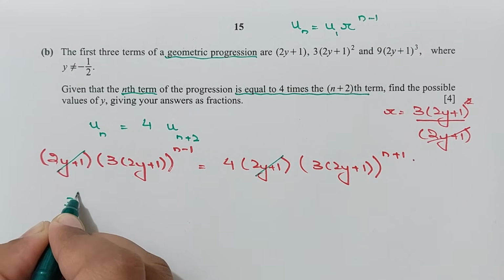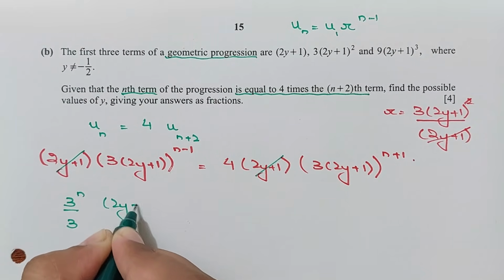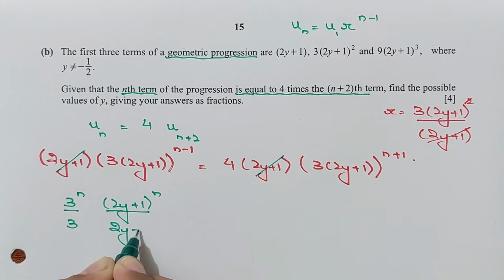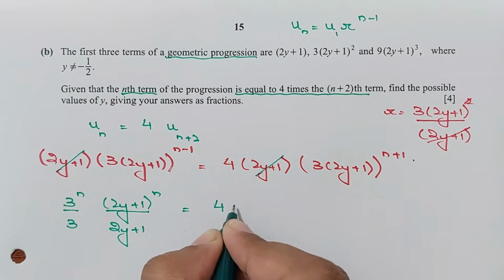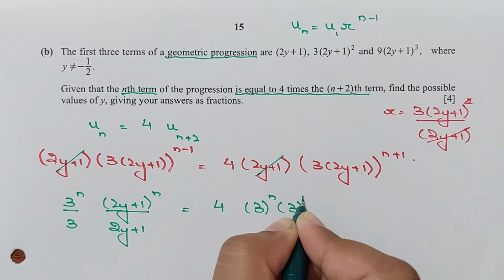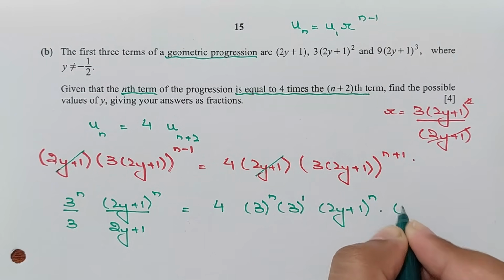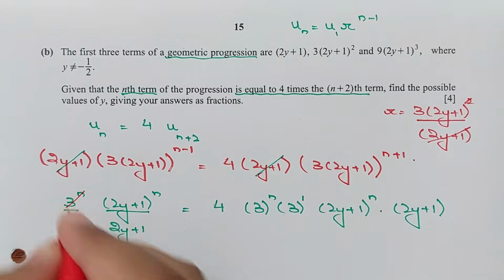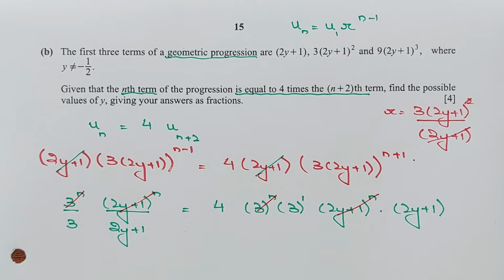Here the 3 power is n over 3, and 2y plus 1 power is n over 2y plus 1. Because its power is minus 1, so I divide, make it even power. So 3 power is n and 3 power is 1. 2y plus 1, its power is n into 2y plus 1, right? Cancel the like ones, 3^n, (2y plus 1)^n, power is n, right?